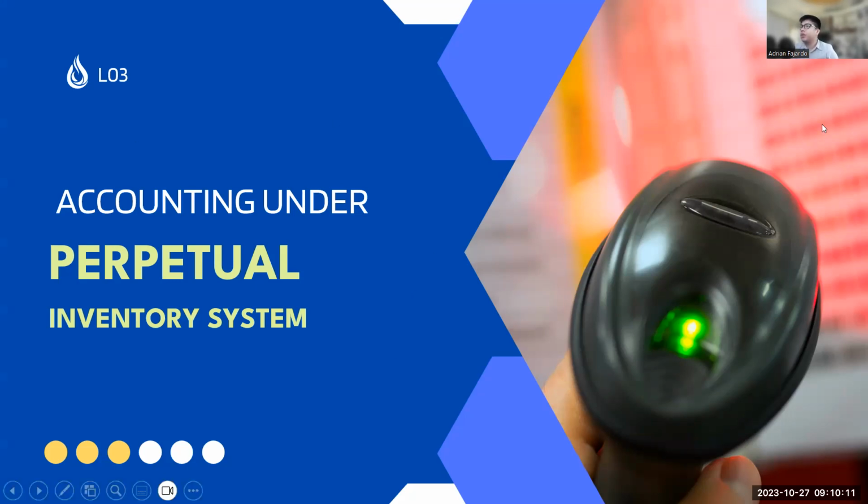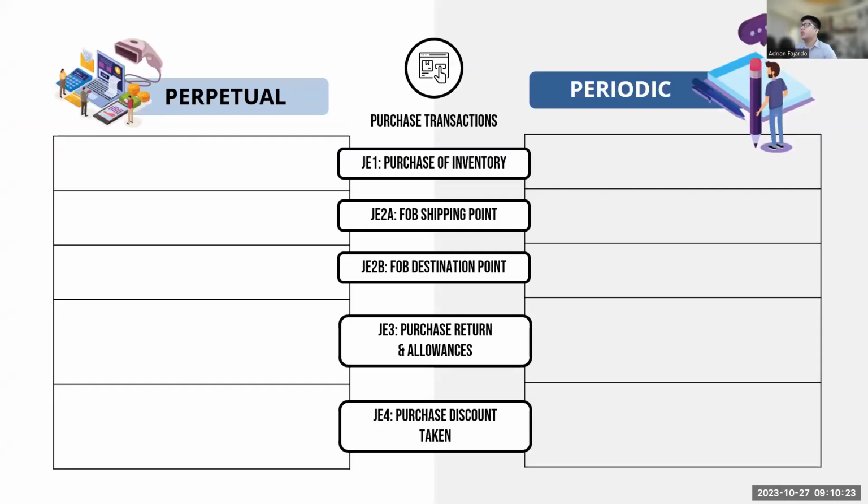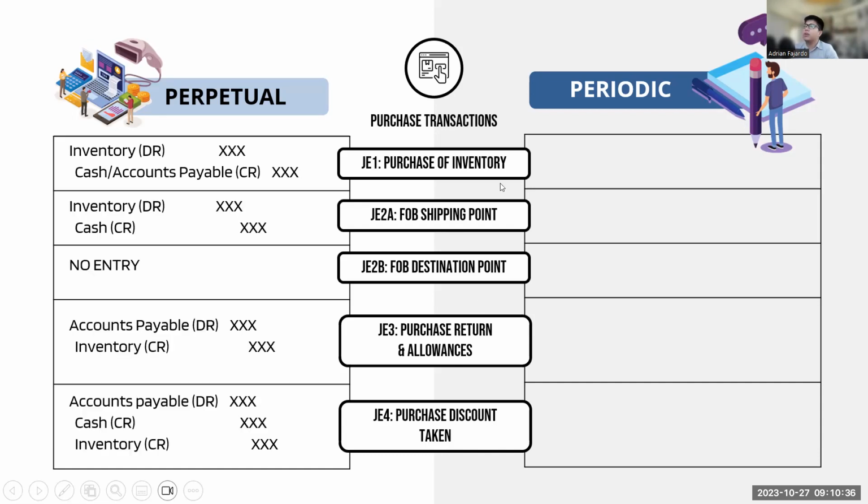Okay. So, periodic, same. Same 9 concepts. Ano lang yung differences? 3 lang yung differences ng perpetual and periodic. So, sa perpetual, there are, bibili ka na inventory, shipping point or destination point, PRA, and then purchase discount taken. So, ito yung journal entries. This is your thing that you have to memorize.